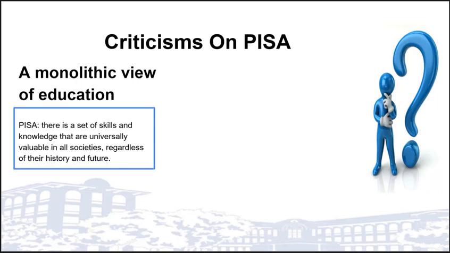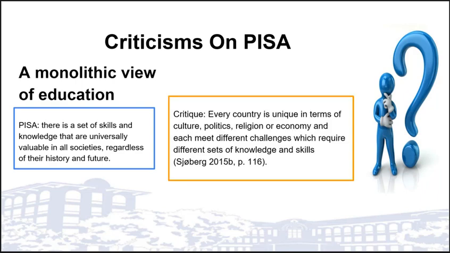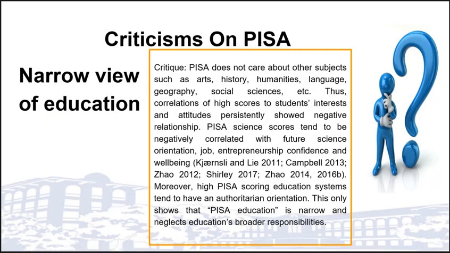It states that there is a set of skills and knowledge that are universally valuable in all societies, regardless of their history and future. Well, every country is unique and meets different challenges which require different sets of knowledge and skills. PISA's view of education is also very narrow in that it only focuses on economic growth and competitiveness, thus caring less about fields such as art, humanities, and the social sciences.